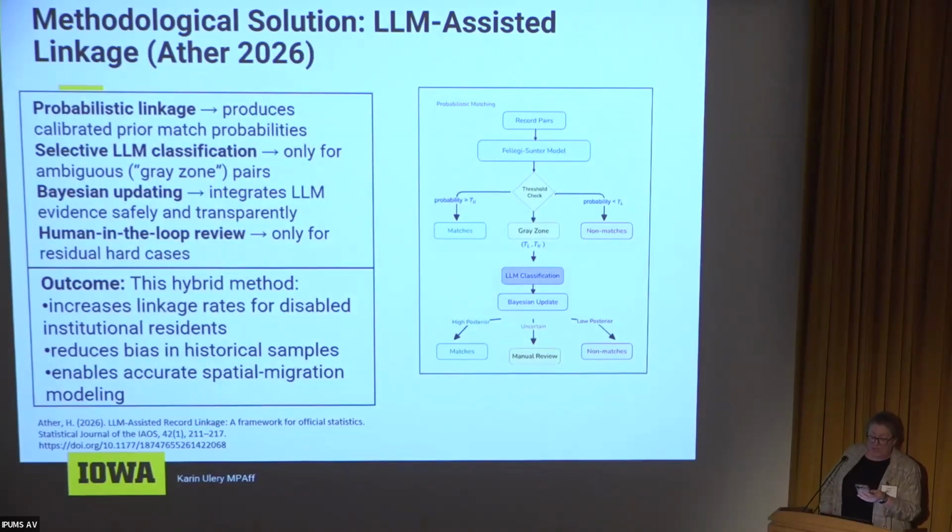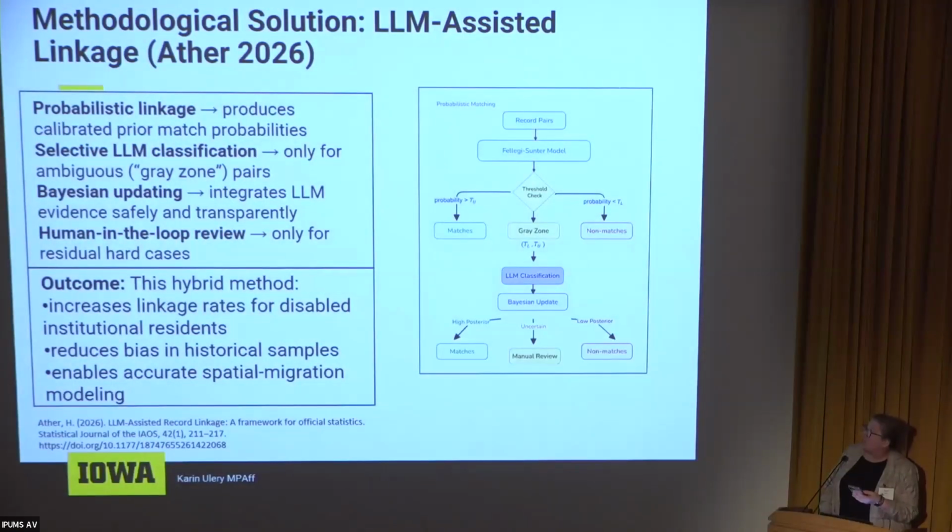The key innovation is that the LLM's decision isn't taken at face value. It can be combined with the original match probability through Bayesian updating, and this means that the LLM acts as an additional piece of evidence, strengthening the match only where it aligns with other signals and preventing errors when the model is uncertain.